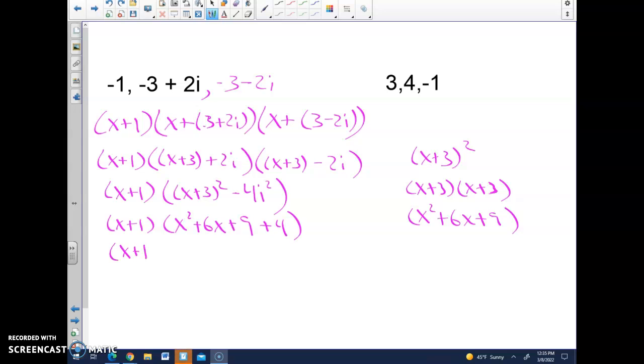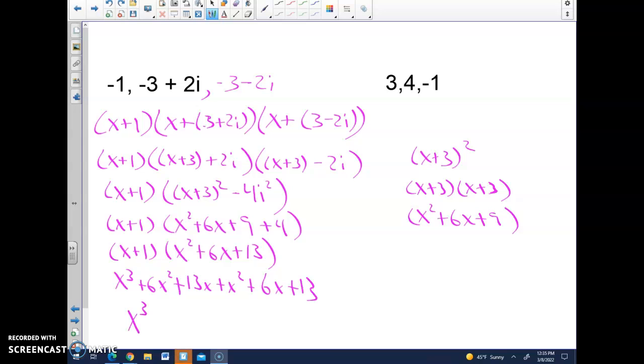So it becomes x plus 1 times x squared plus 6x plus 13. And now I'm just distributing. x cubed plus 6x squared plus 13x plus x squared plus 6x plus 13. And we combine our like terms: x cubed plus 7x squared plus 19x plus 13. And that is our answer.